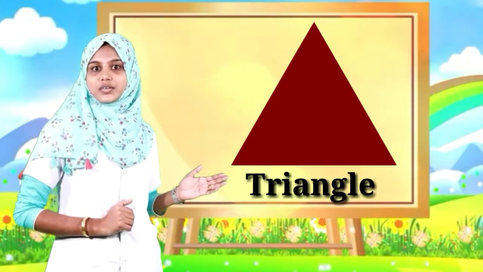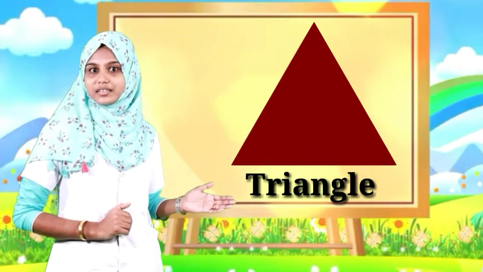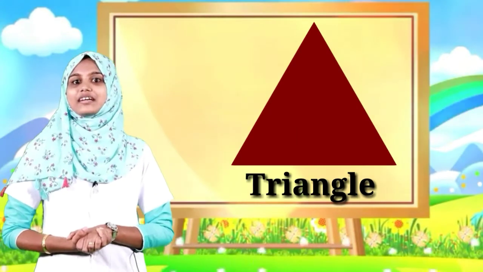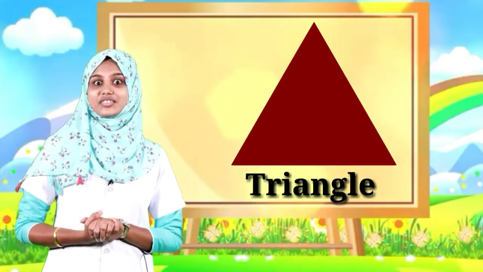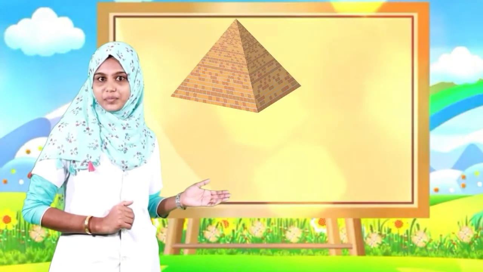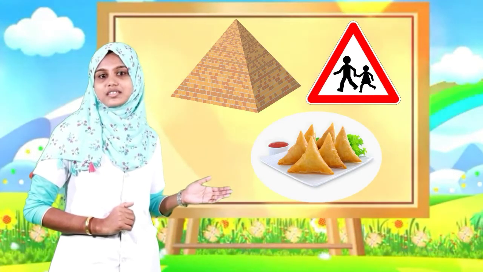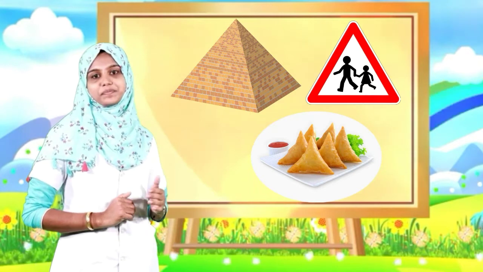This is a triangle. Triangle. What is this? Triangle. A triangle has three sides. A pyramid, traffic signboard, and samosas are in triangle shape.